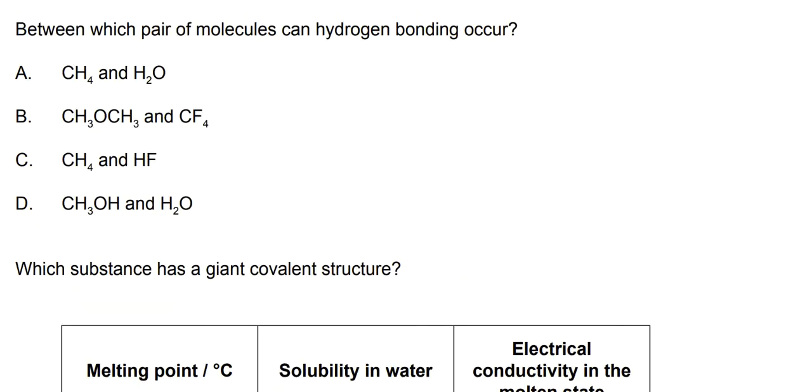Between which molecules can hydrogen bonding occur? CH4, nope. This can't happen. Here it looks to me that there is a hydroxide group, so there is hydrogen bonding. It's water, so D is our correct answer.